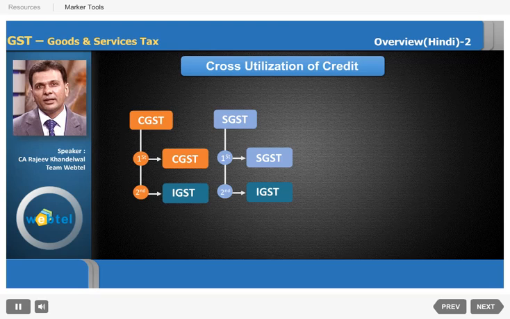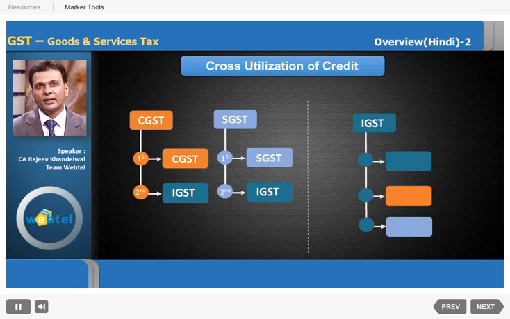Coming to IGST. IGST, that is Integrated Goods and Services Tax, if some balance is there, first of all, it can be used for payment of output tax liability of IGST. If still after the payment of IGST some balance remains, then I can use it for payment of output tax liability of CGST. And if still the balance remains, I can use it for payment of output tax liability of SGST. So the sequence in the case of IGST will be IGST, CGST, and then SGST. So this is how the adjustment of taxes can take place. Important here to note is that CGST cannot be adjusted against SGST, and SGST cannot be adjusted against CGST.